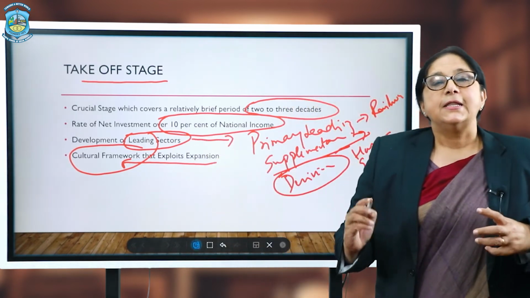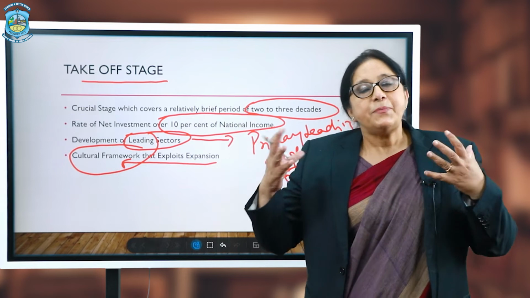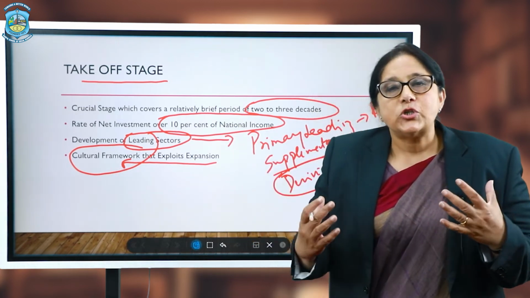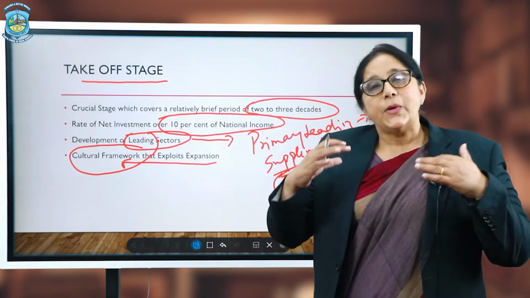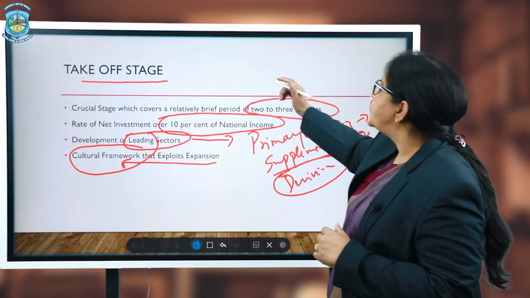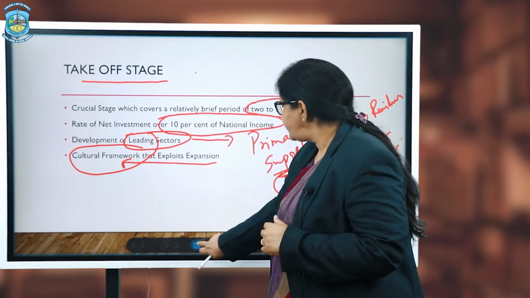That means the economy should be ready to adapt to changes. It should not resist changes. It should be able to adapt. There should be mobility. There should be reskilling of the labor force. All these are essential features that will lead to the takeoff stage.